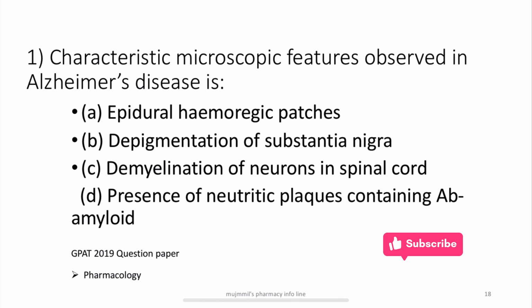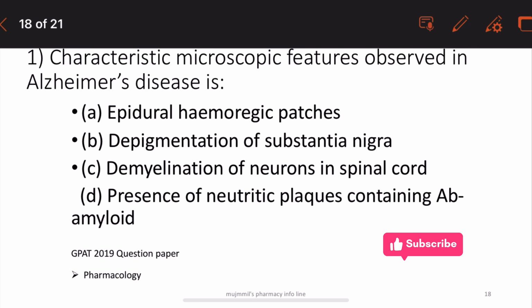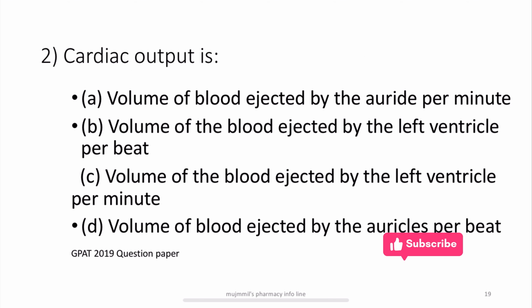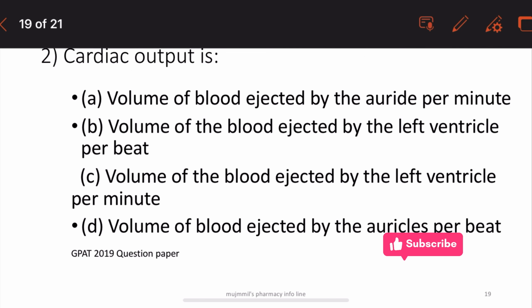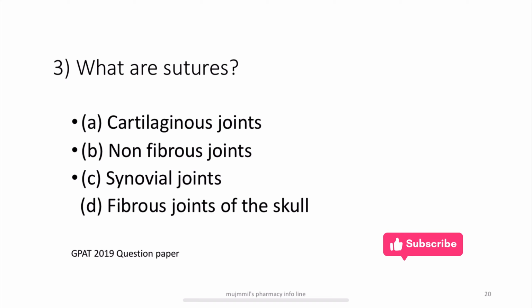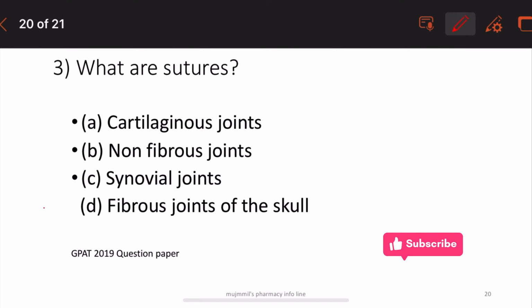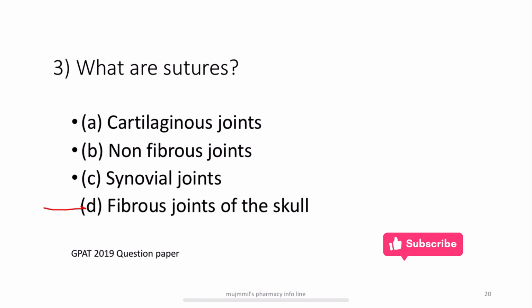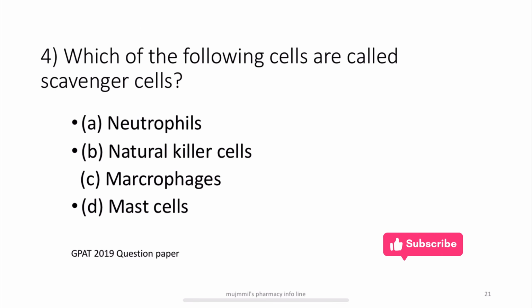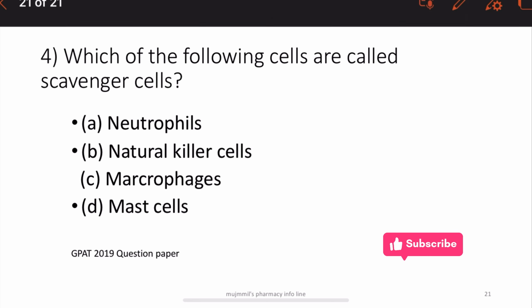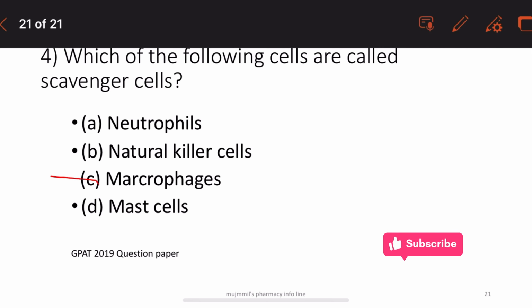Characteristic microscopic features observed in Alzheimer's disease is. The correct answer is option D, presence of neuritic plaques containing AB amyloid. Cardiac output is. The correct answer is option C, volume of the blood ejected by the left ventricle per minute. What are sutures? The correct answer is option D, fibrous joint of the skull. Which of the following cells are called scavenger cells? The correct answer is option C, macrophages.